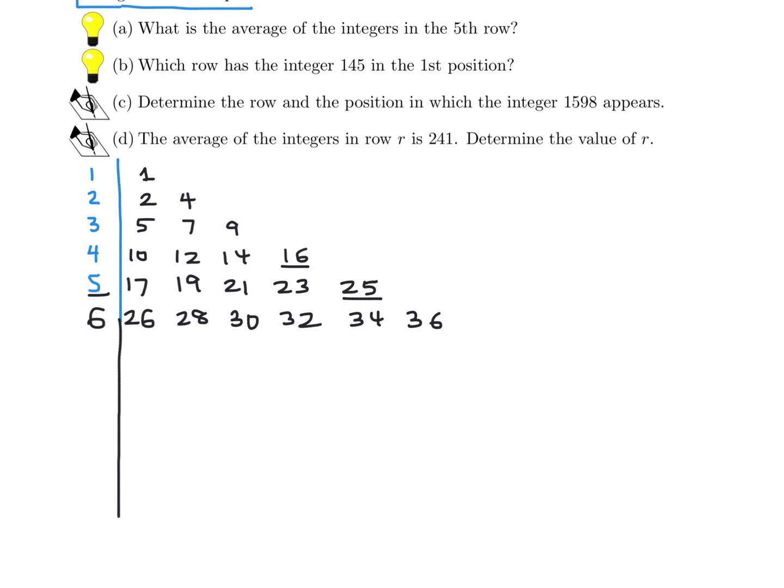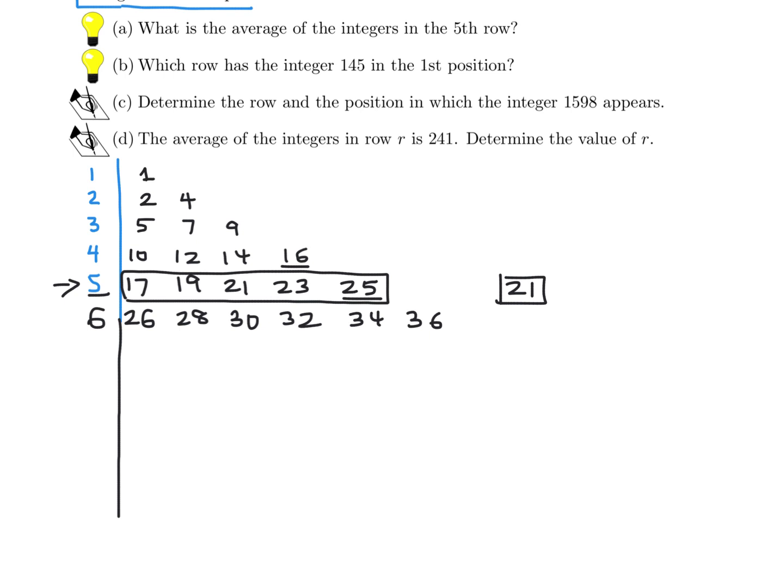You got it? Okay, so now they're saying, what is the average of the integers in the fifth row? Well, this is the fifth row. So I'm sure you know how to take the average of those numbers, add them up and divide by 5. And when you do, you'll get 21. I'll let you calculate the average.